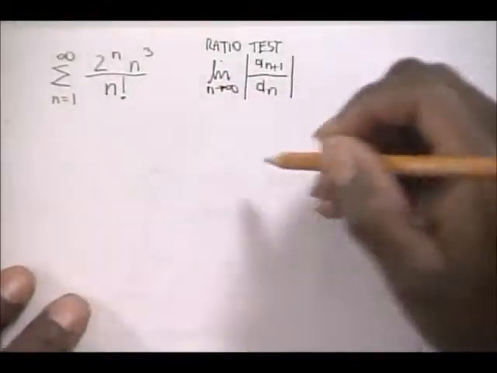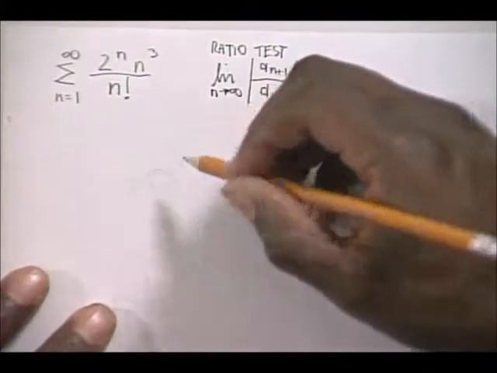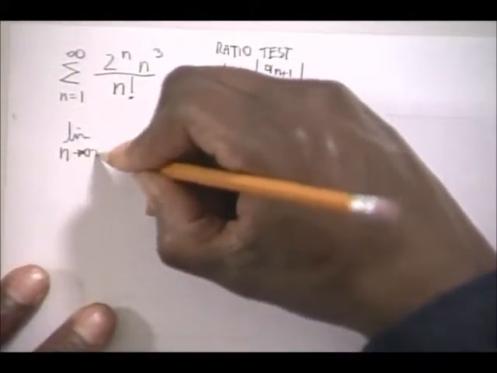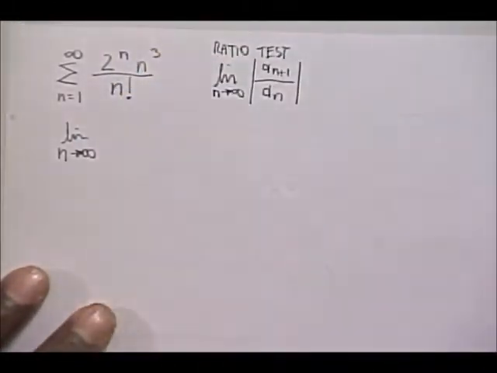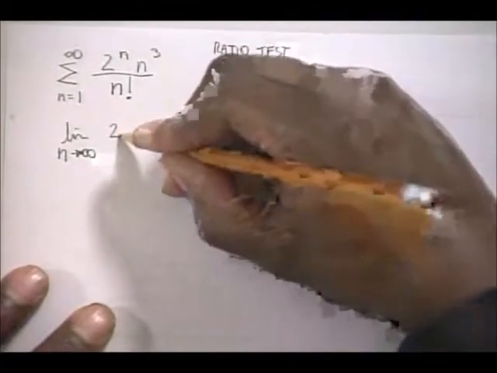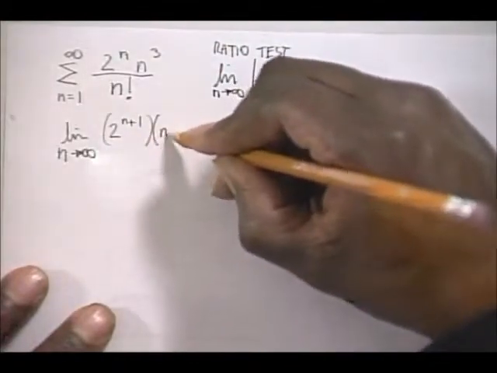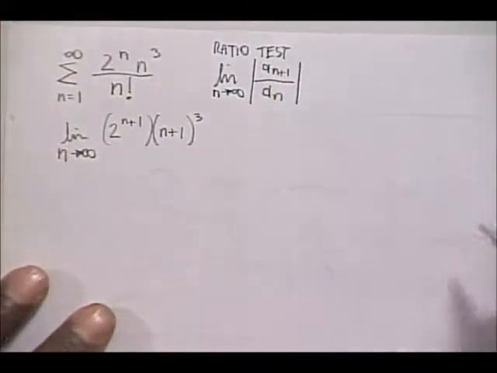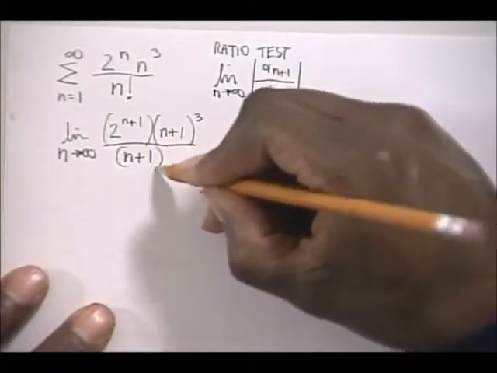All right, so let's finish this power series here. So what we got, again, is the ratio test. Let's take the limit as n approaches infinity, and let's substitute n plus 1 here and here. So we got 2 to the n plus 1, that's going to be multiplied by (n plus 1) raised to the third power, and this is divided by (n plus 1) factorial.